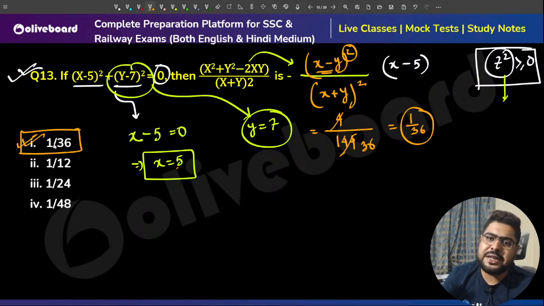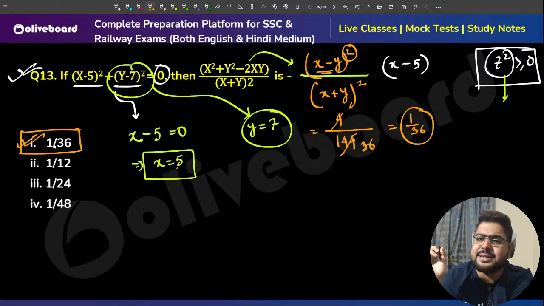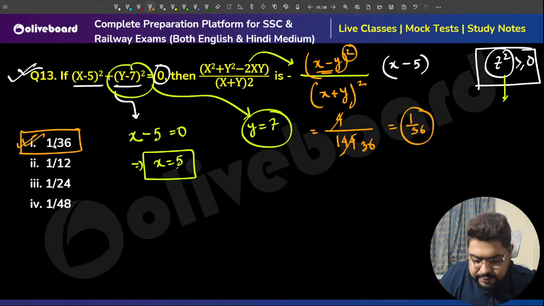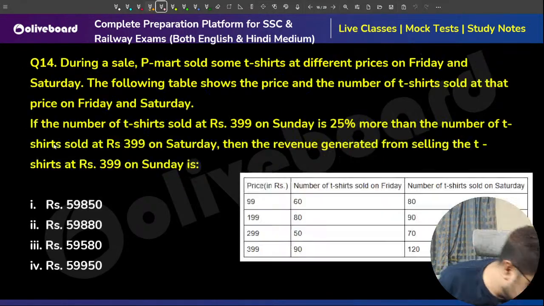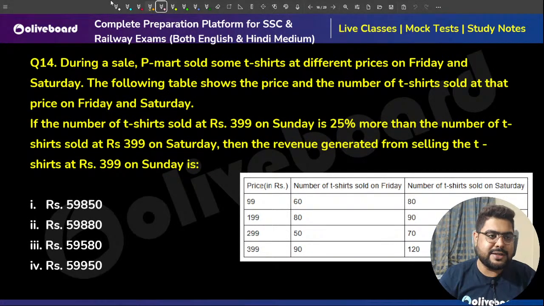4 by 144. Very simple question once again. Very simple. I've dropped my pen. Just a second. It will work now? Yes, it is working.